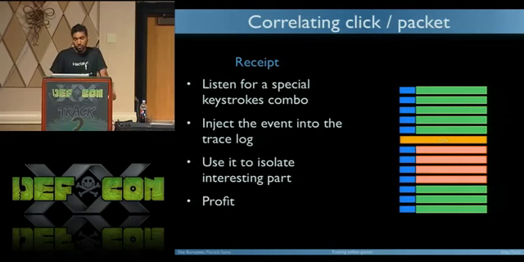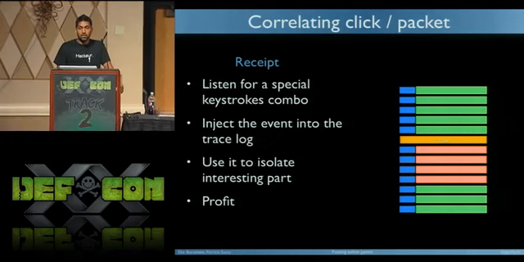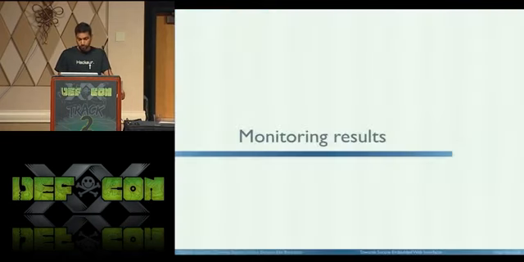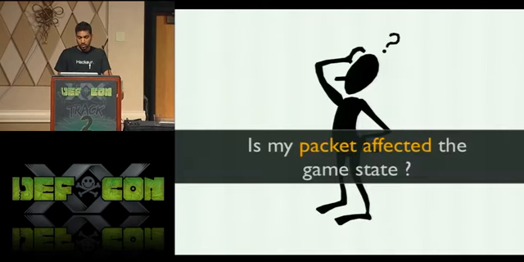Okay, so what about monitoring the results? Remember, the bigger picture is to build a fuzzer, so we need some way to automate the monitoring of the results so that we can build some scripts, for example, that are going to check whether or not we succeeded. So how do I do that? Has my packet affected the game state?